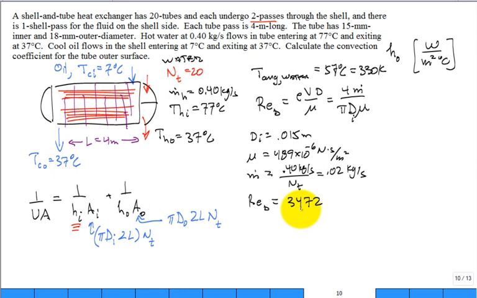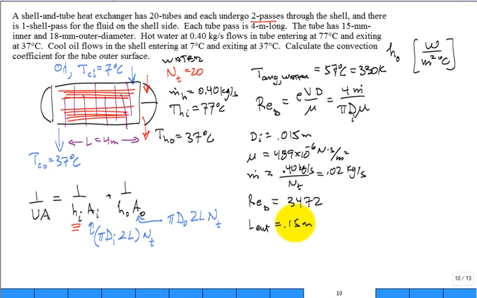Rule of thumb. How long? It's turbulent flow. 10 Ds, 10 diameters. So the length for entrance is around 10 diameters. A diameter is 0.015, so it's a 0.15 meter length to be fully developed. It's 4 meters long. I'm going to neglect the entrance length. It's fully developed the whole length.